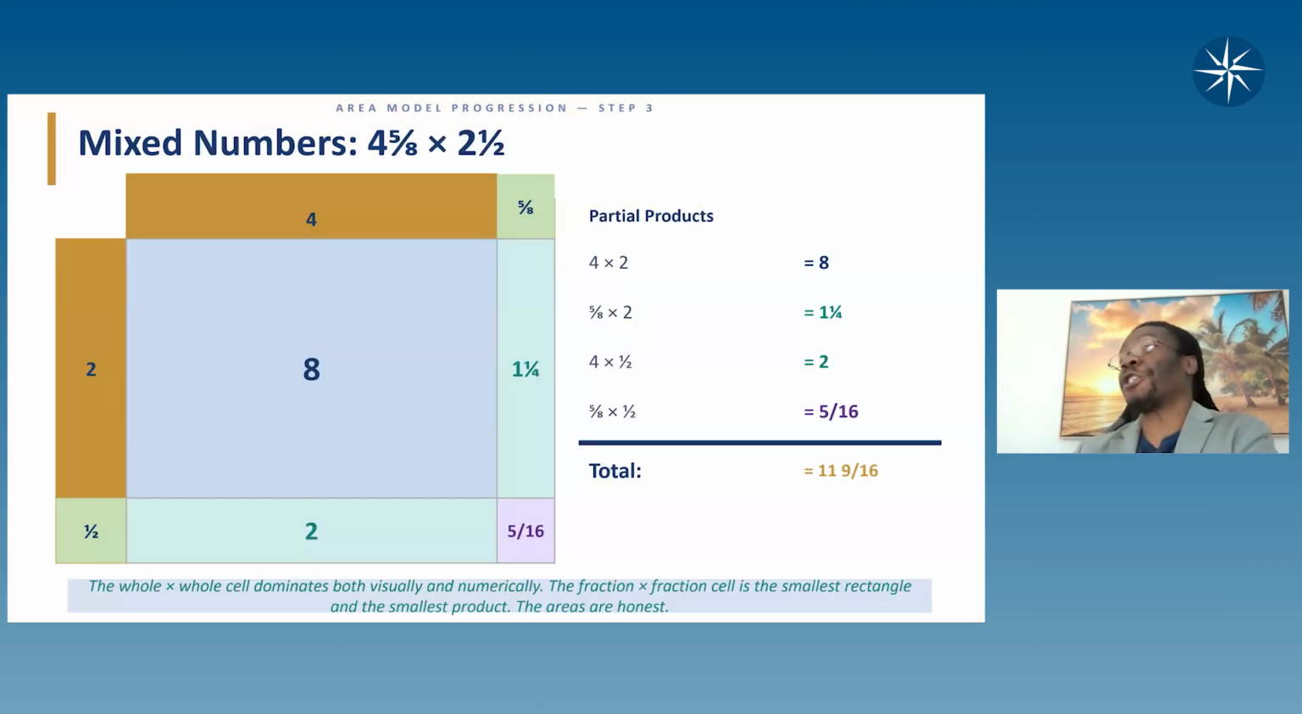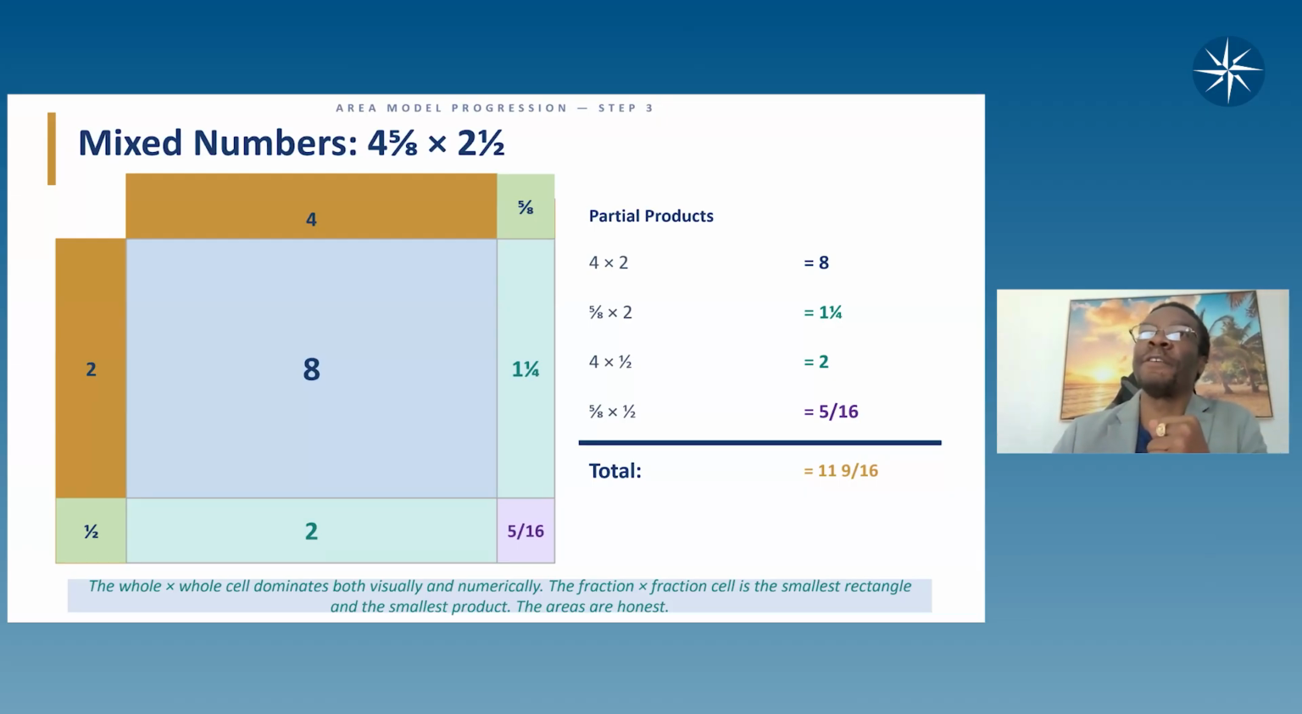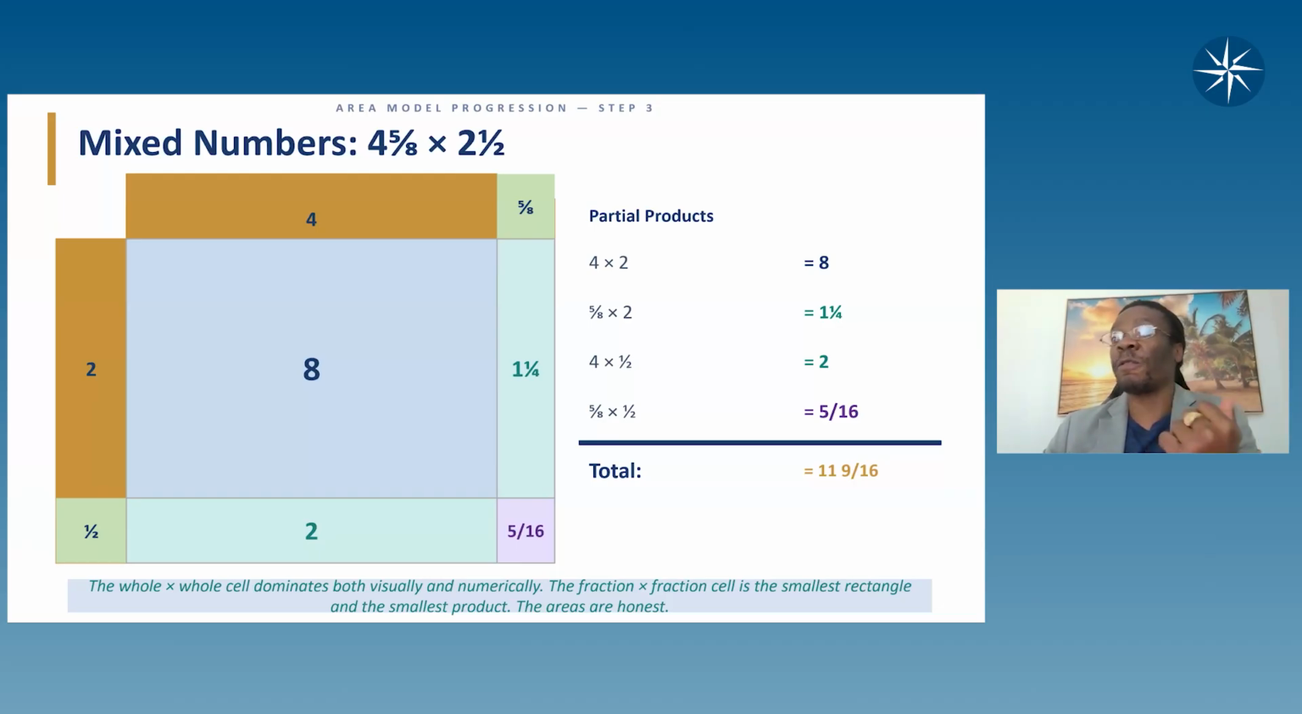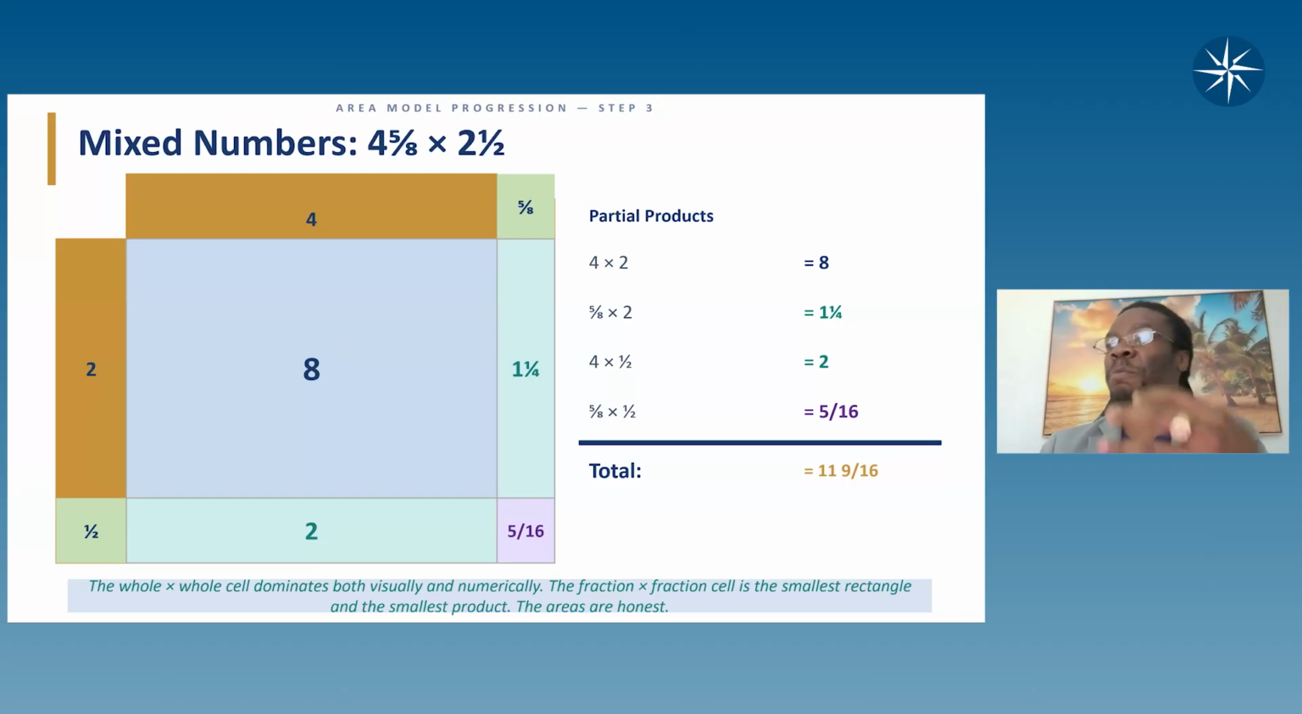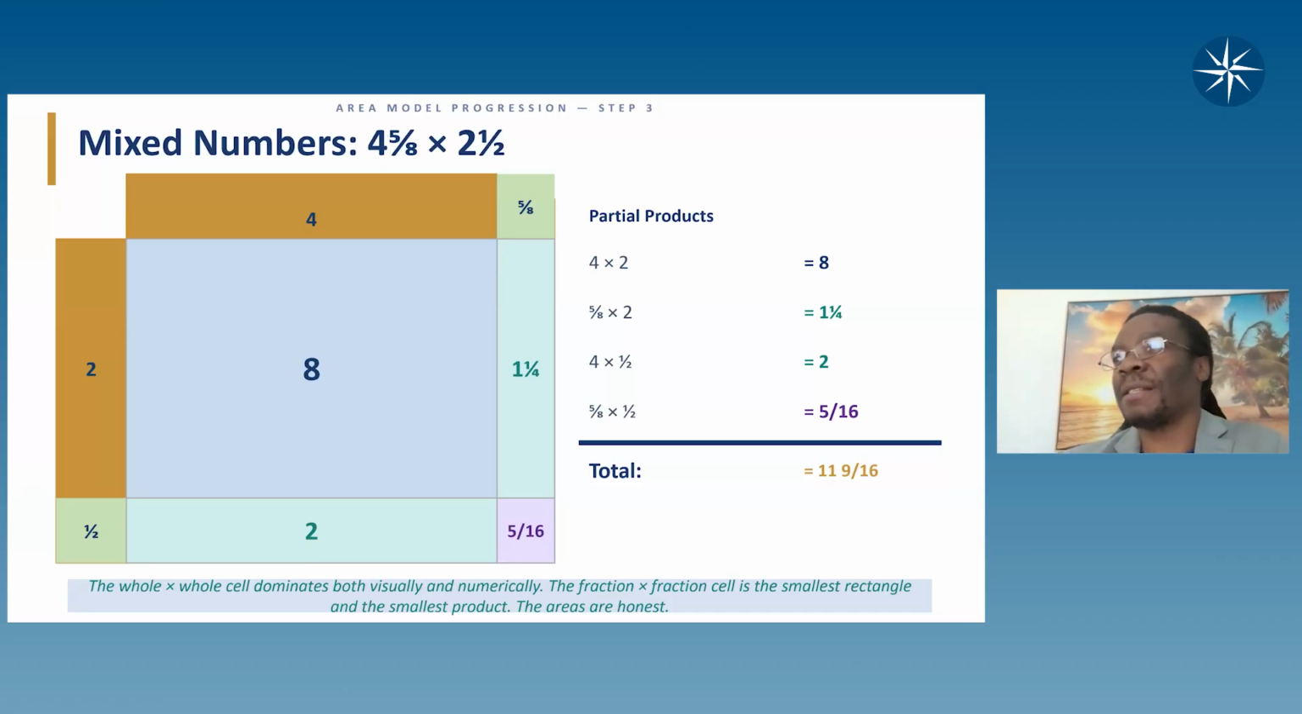Now we are going from decimals, how does this translate in terms of fractions? So now we are in fractions, and we have this same concept. 4 and 5/8 multiplied by 2.5. Partial products again: 2 times 4 is 8. 2 times 5/8 is 1 1/4. 4 times a half is 2. And 5/8 times 1/2 is 5/16. We have the partial products. We put them together. Same concept carries over.